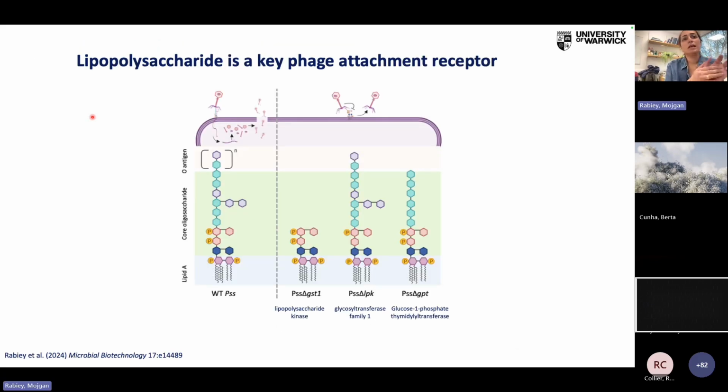These MR phages target lipopolysaccharide as their key receptor. Lipopolysaccharide, in the outer membrane of gram-negative bacteria, has 3 different sections: lipid A, core oligosaccharide, and O antigen. These MR phages target different sections of these lipopolysaccharides. For example, they target the core oligosaccharide and O antigens. So how do we prove this?